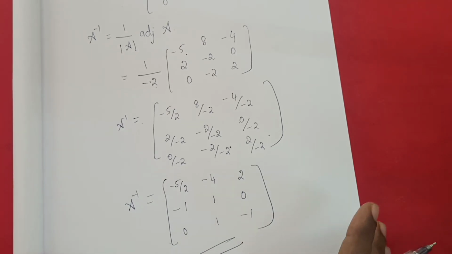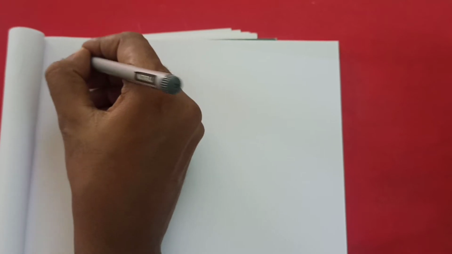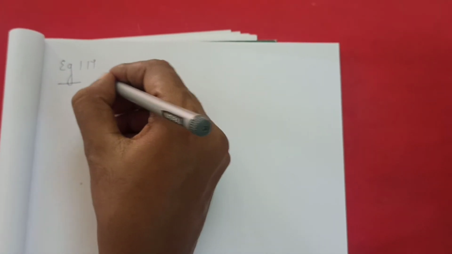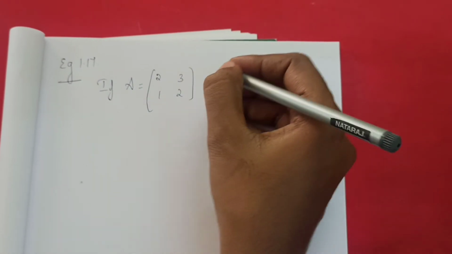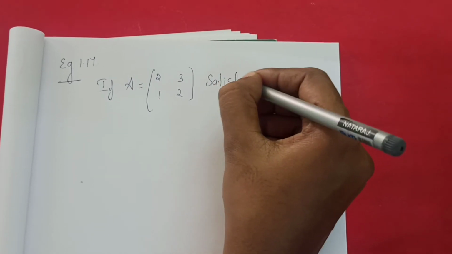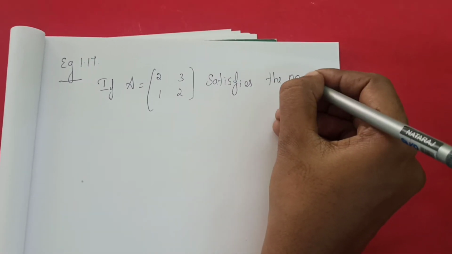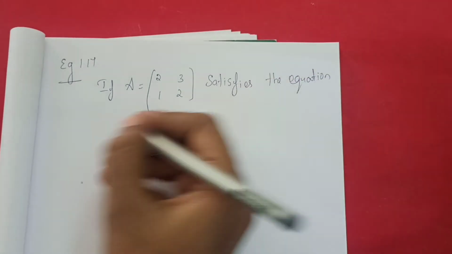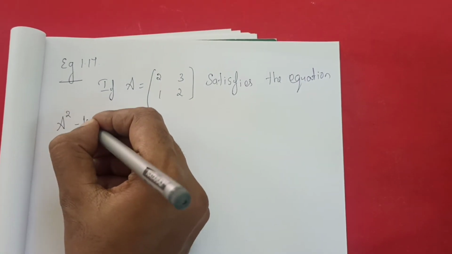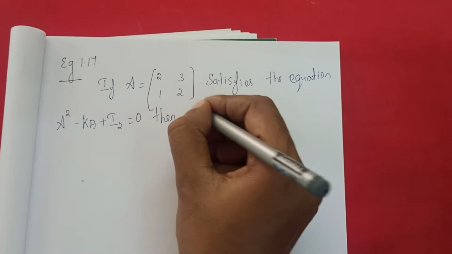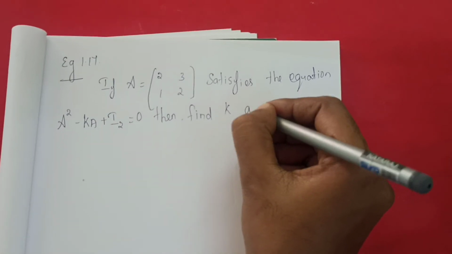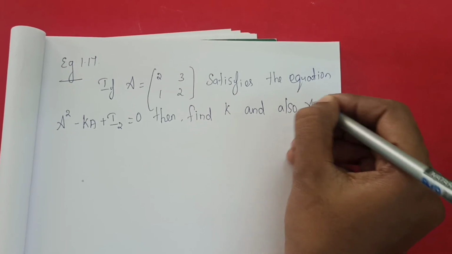Next question is example 1.17. If A is equal to 2, 3, 1, 2 satisfies the equation A square minus KA plus I2 equal to 0, then find K and also A inverse.